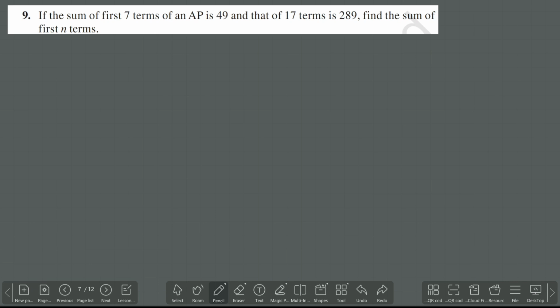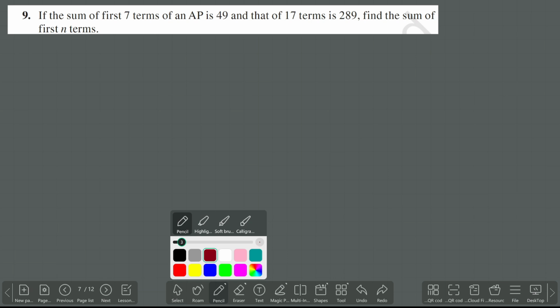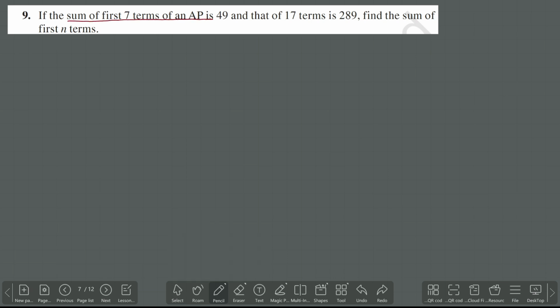Right. Next one, ninth. If the sum of the first 7 terms of the AP, what does it mean? Sum of the first 7 terms, S7. What is given? 49. And this is a very, very important question. Put an important symbol for this. Maximum, if they ask a creative question, they will ask in this method. So I am marking it important.